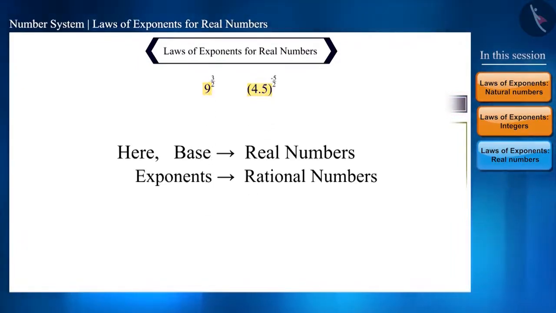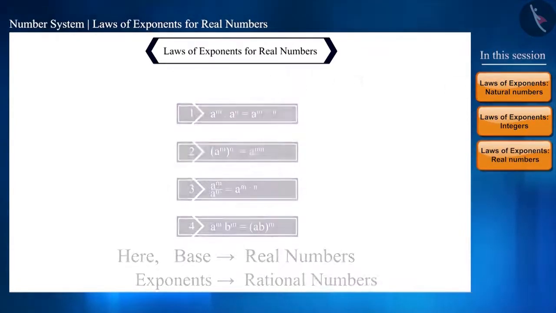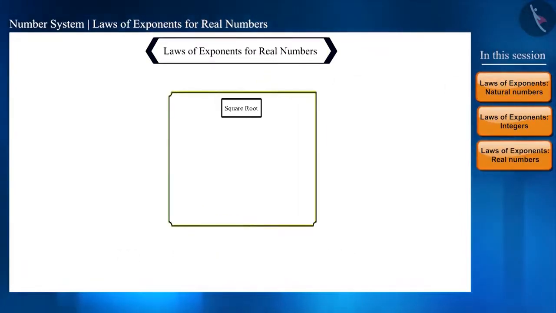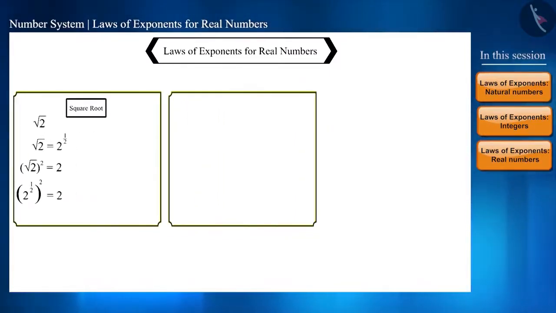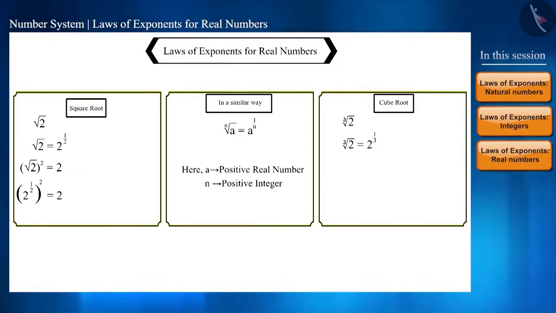If we have numbers like real numbers and exponential rational numbers, can we apply these rules here too? Friends, let us understand this. If a number is given in a square root, that is, square root of 2, it means that its power is 1 by 2. And if cube roots are given, say cube root of 2, then it can be written as 2 raised to the power 1 by 3. And similarly, we can generalize that if nth root of a is given, then it is a raised to the power 1 by n. Here a is a positive real number.